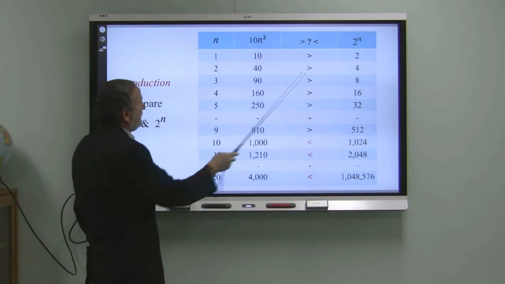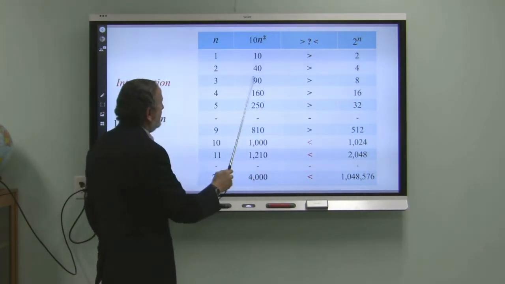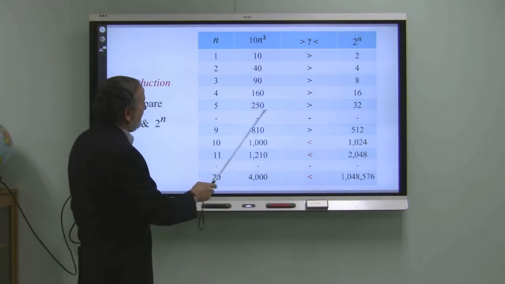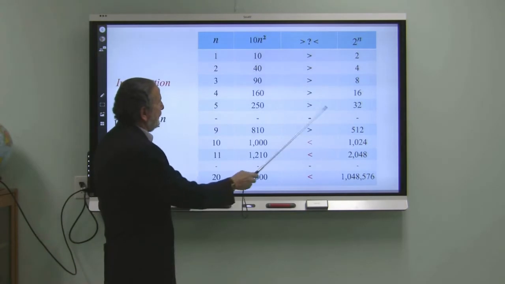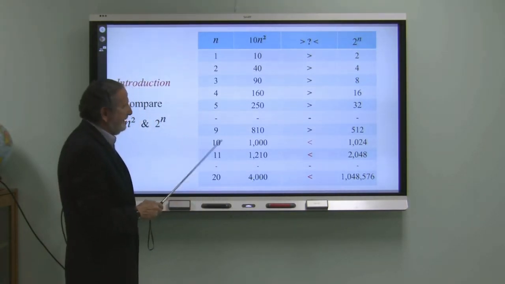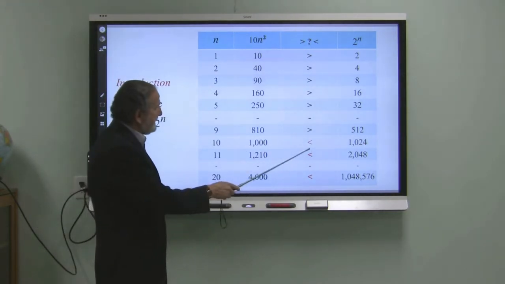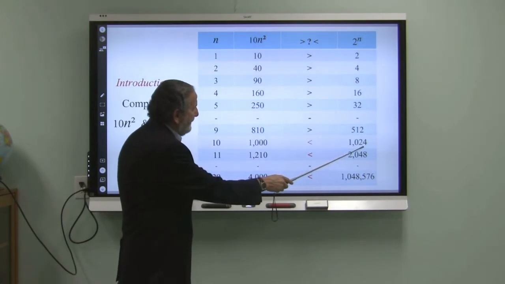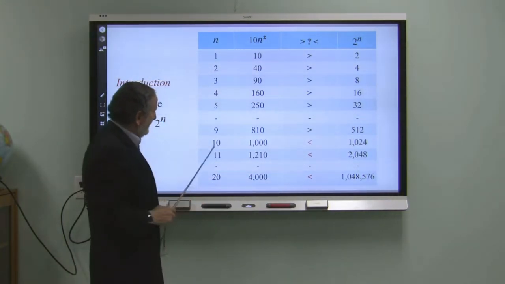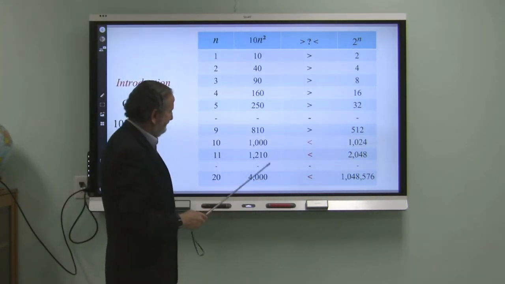For n is 2, 40 versus 4; n is 3, 90 versus 8, 10 times more. Keep going: n is 5, 250 versus 32, much larger. Then when you come to 10, something changes. 1000 is less than 1024. This becomes more costly than this. At 11, the same thing, almost twice.